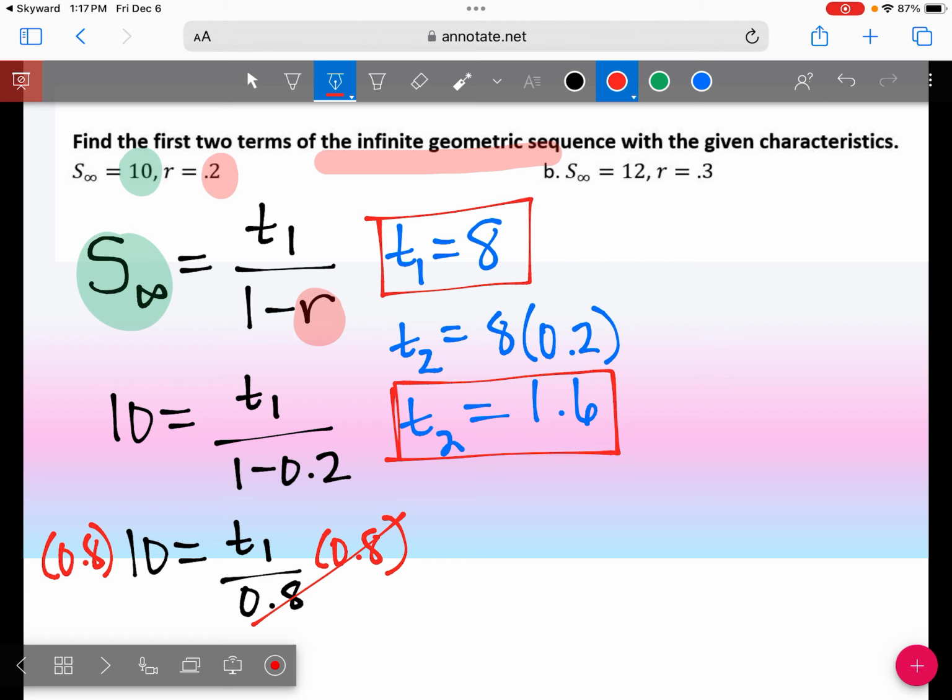All right, last one. I want you to try to work through question part B by yourself. Find T1 and then use your common ratio to find T2.